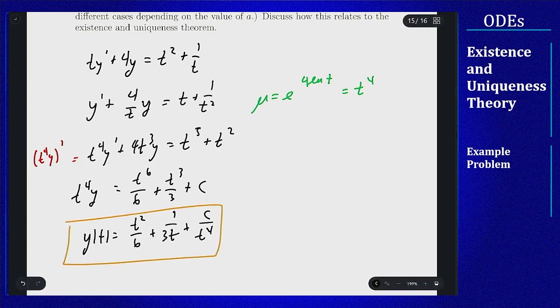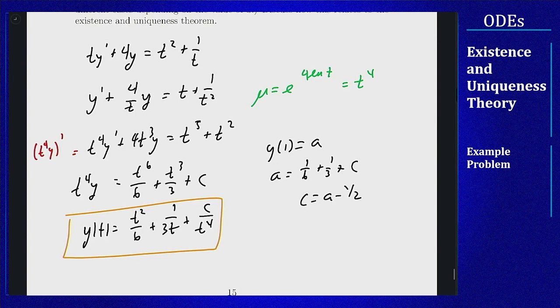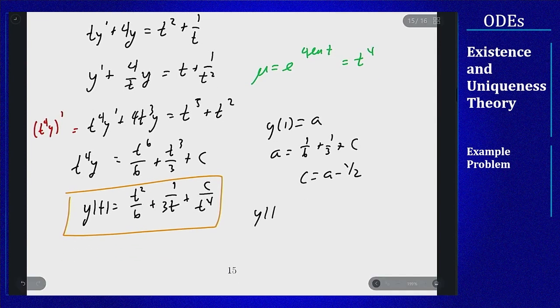And if I want to look at y of 1 equals a, it's going to give me that a should equal 1/6 plus 1/3 plus c. 1/6 plus 1/3 is a half, and so c is a minus a half. And my solution here is going to be y of t is t squared over 6 plus 1 over 3t plus a minus a half over t to the 4th.